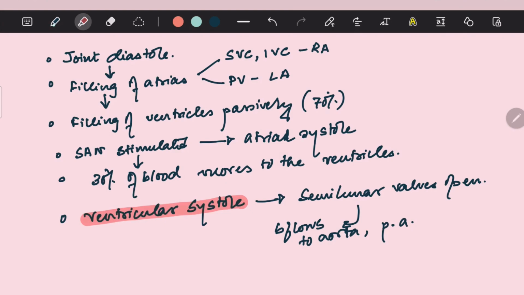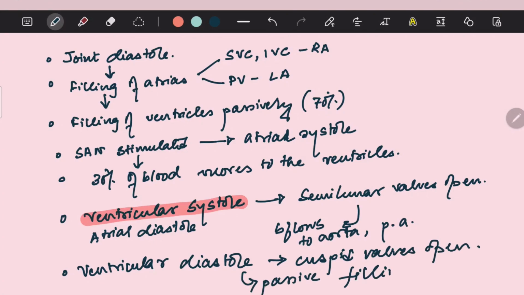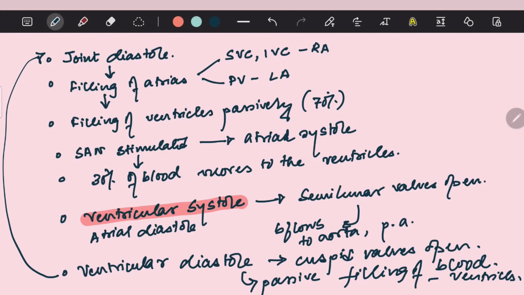Coinciding with the ventricular systole is the stage of atrial diastole. When the ventricles are in a contracted state, the atria are in a relaxed state. Lastly, there is a stage of ventricular diastole, and the cuspid valves open, and there is again a passive filling of the blood into the ventricles. And then we get back to the stage of joint diastole.